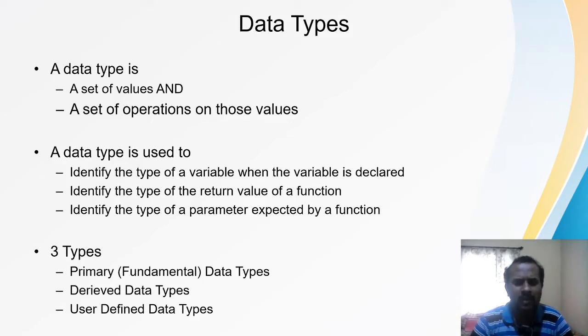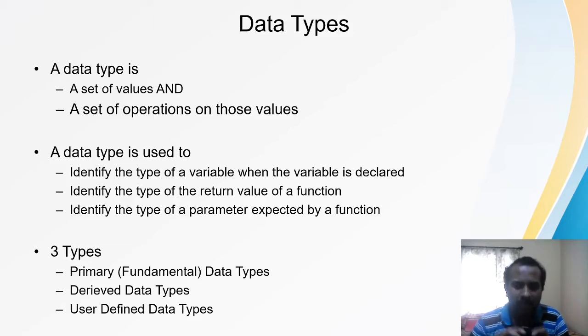So what is the use of getting the type of the variable? For example, if I am knowing that a particular variable can only store whole number, I will come to know that I can only store whole numbers in them, and I will also come to know what are the operations that can be performed. On the whole numbers you can perform every operation, that is addition, multiplication, division, modulus, subtraction, bitwise operation, you can perform everything. The second use is to identify the return value of the function.